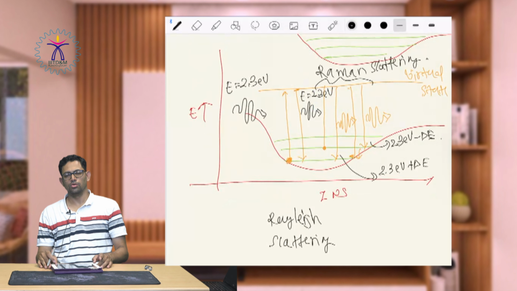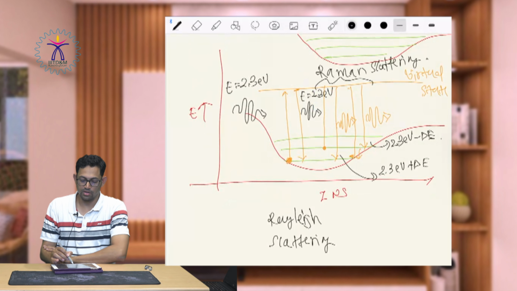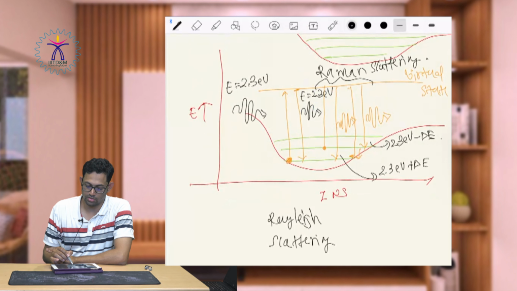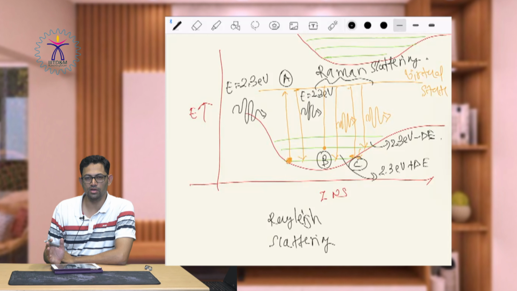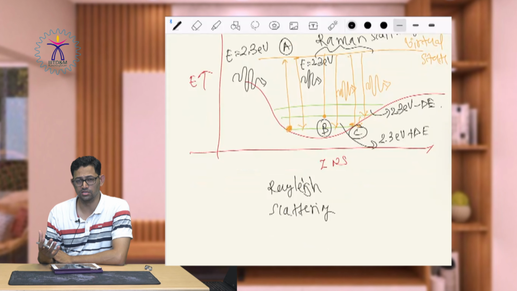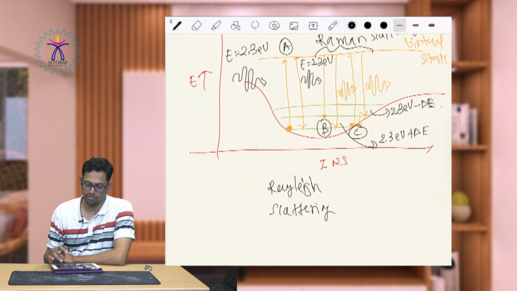Okay. So whether it is this case, if you say that it is case A, this is case B, and this case C. So this case A is nothing but Rayleigh scattering, and case B and C are the Raman scattering. And Raman scattering, as you see, has two variants. One is known as Stokes scattering, the other is anti-Stokes scattering. The one with higher energy is Stokes scattering. The one with lower energy is actually anti-Stokes scattering. Okay.